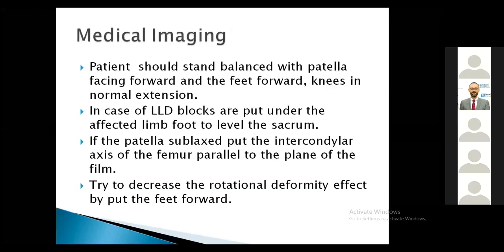Medical imaging. The patient should stand balanced, patella facing forward and feet forward, knees in normal extension. In case of limb length discrepancy, blocks are put under the affected limb's foot to level the sacrum. If the patella is subluxed, put the intercondylar axis of the femur parallel to the plane of the film. Try to decrease the rotational deformity effect by putting the feet forward.